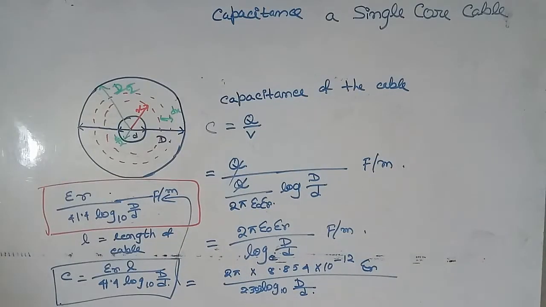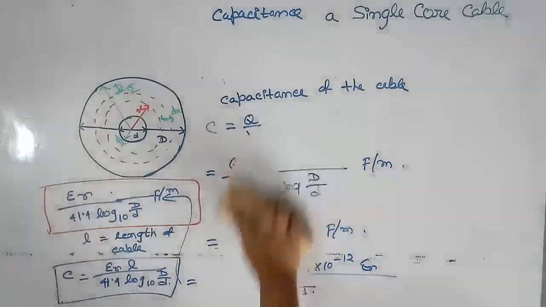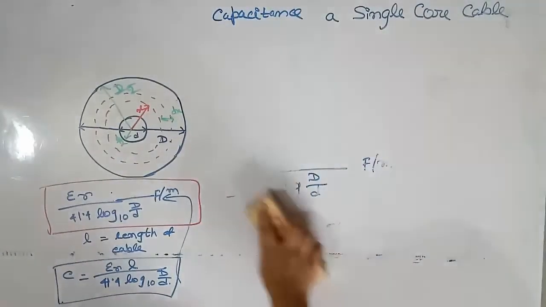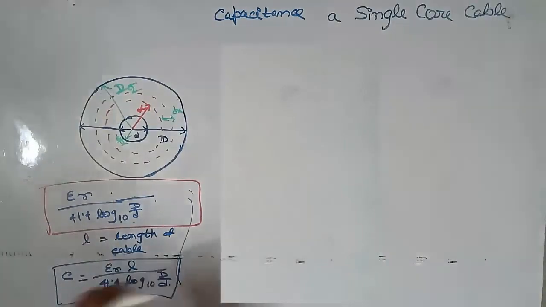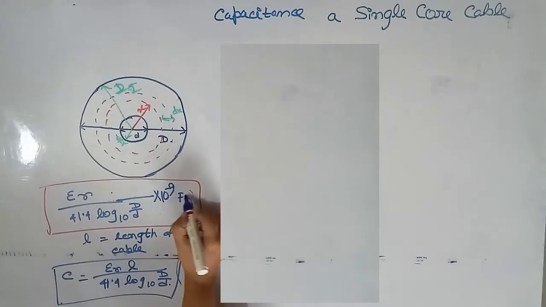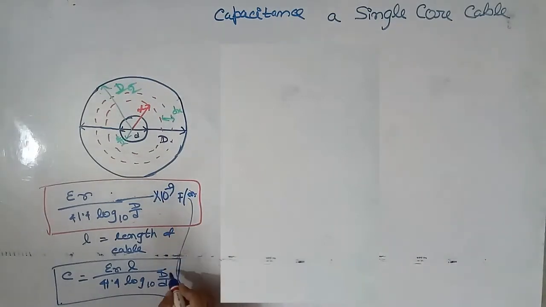Next we solve a problem. 10 to the power minus 9 farad per meter, and this is 10 to the power minus 9 farad. This is the expression for capacitance of a single core cable.